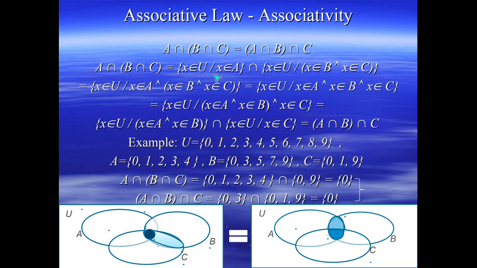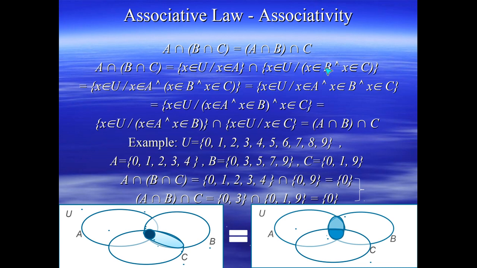So if we want to prove it formally, then we should do it this way. A intersection, in parentheses, B intersection C. What is it? A is x, x is an element of the universal set such that x is an element of A, intersection, in parentheses, B and C. B intersection C. What does it mean? x is an element of U such that x is an element of B and x is an element of C. Intersection means this 'and'. And it goes with intersection and it goes with multiplication in arithmetic.